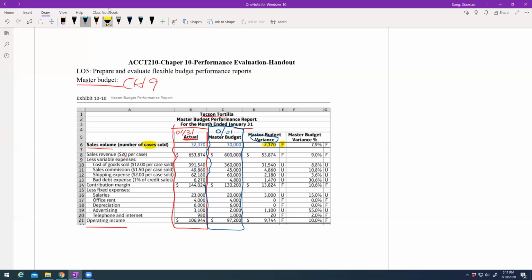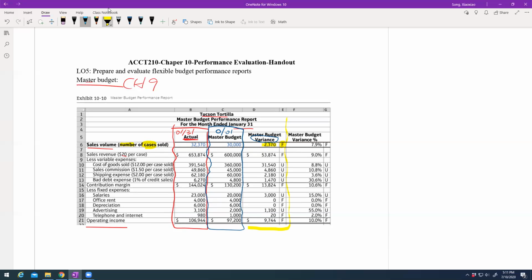The master budget variance is just the variance divided by your original number. So you also get this variance percentage of 7.9%, but I don't really worry too much about this percentage. In this class, we focus on this absolute number. So your first line is the units, the number, and then the sales revenue at $20 each.